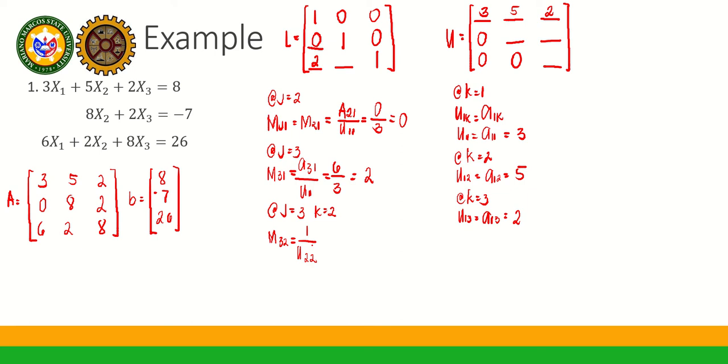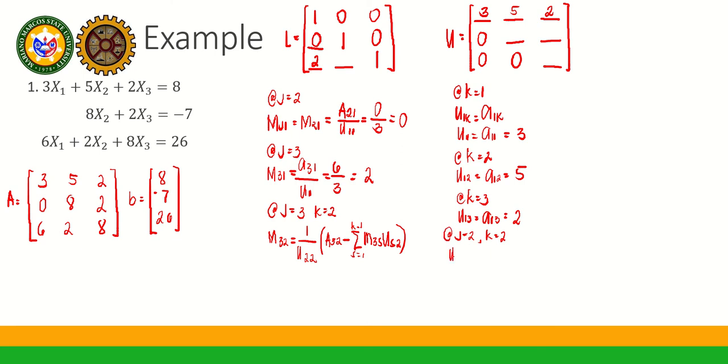Sulat ko na lang yung formula dito, multiplied by AJK. What is AJK? That is A32 minus the summation of MJS. What is J? That is the M3S. And then US2. S is equal to 1 up to K minus 1. So, this is the formula we will use. So, solve muna natin si U22. So, at J equal to 2, K equal to 2.